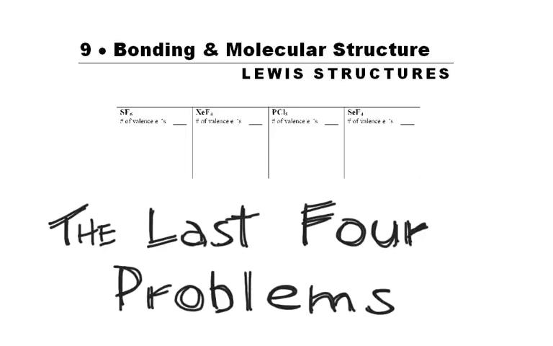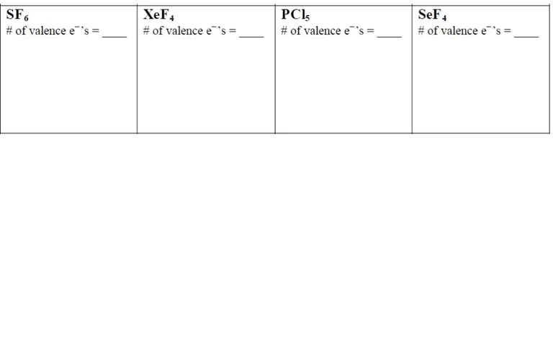This is the last 4 problems from that Lewis Structures worksheet. First we had SF6. Now what I would do is say S is going to go in the middle, and the fluorines, 6 of them, we'll put them around the outside. Now here's my 4. Then if I still have 2 more, I'm going to put them in the corners like this.